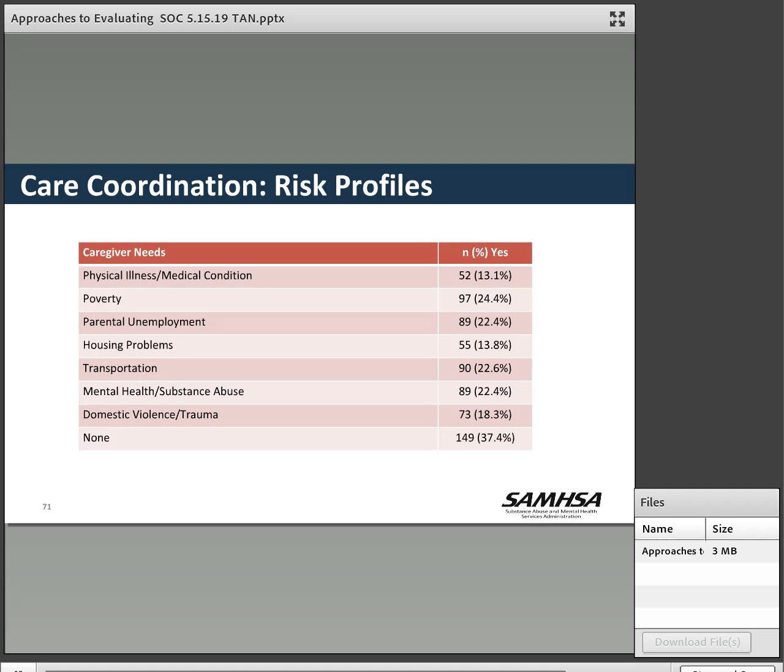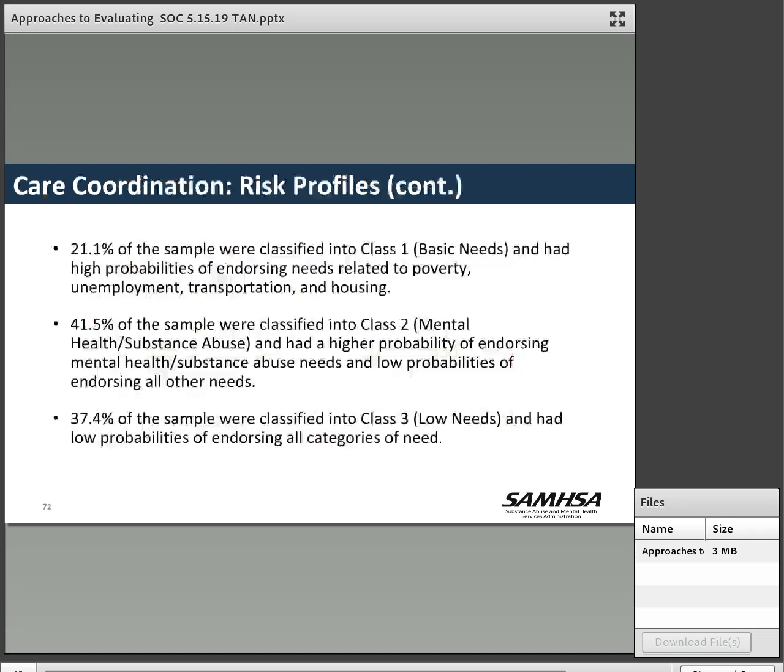So some other work that we're doing is that we're in the process of work to identify risk profiles for families presenting for care coordination. These are being developed based on risks that caregivers identify when families first come into services. So these are risks related to the caregiver. And as is illustrated in the slide, the slide here shows the frequency of the caregiver risk.